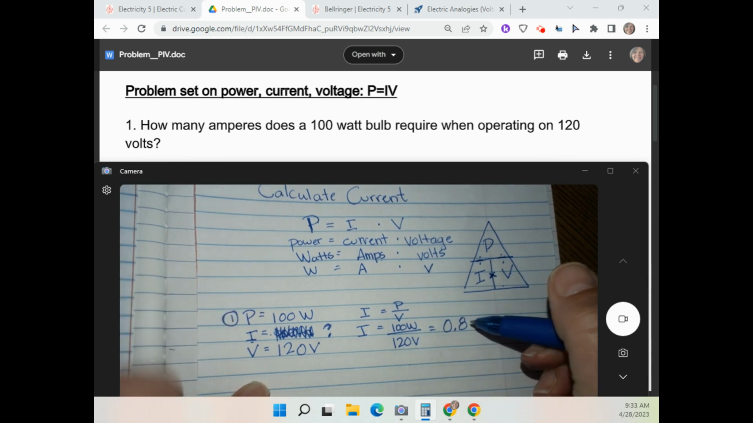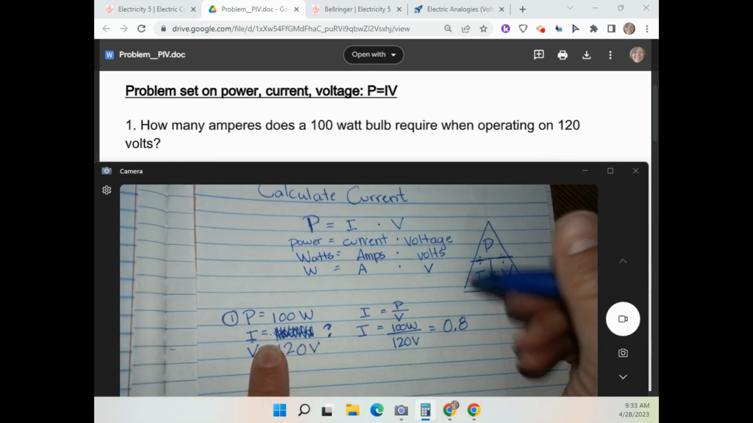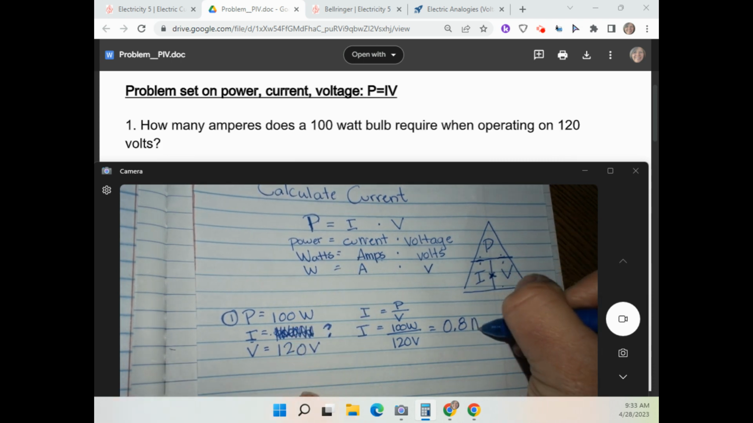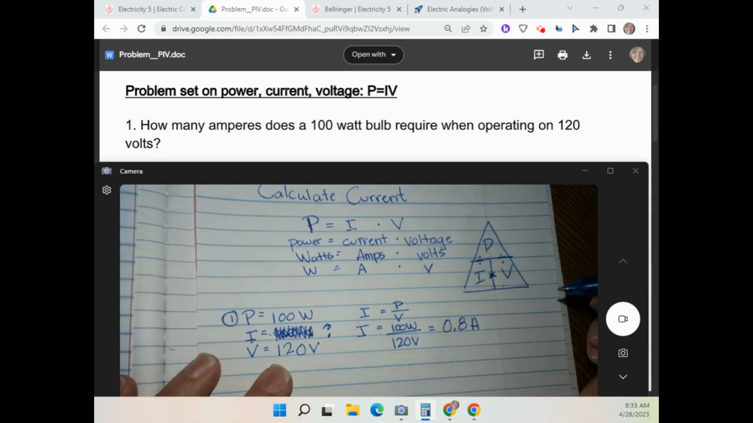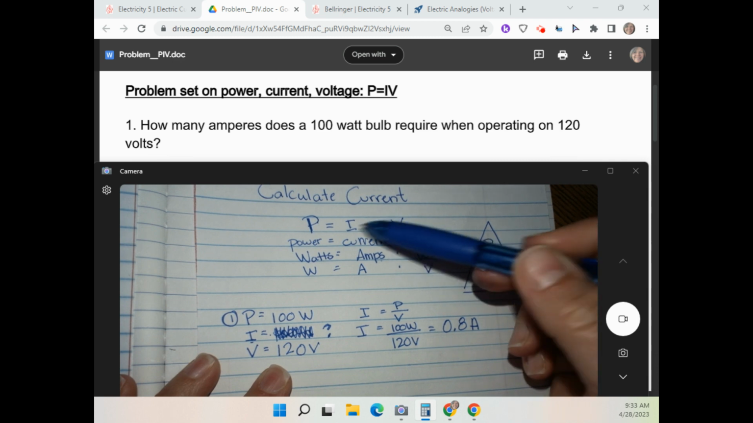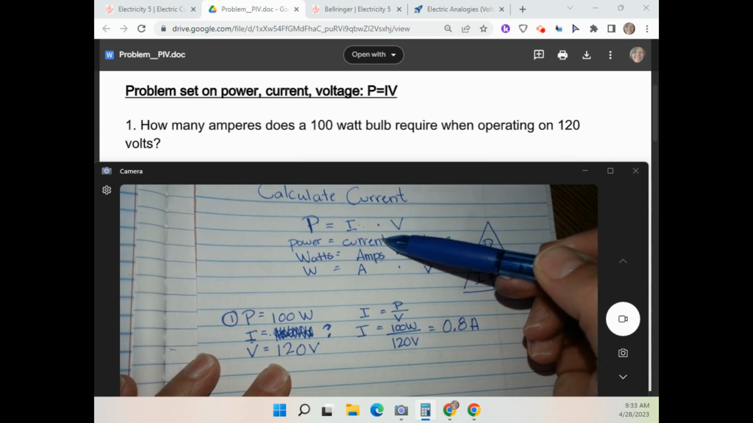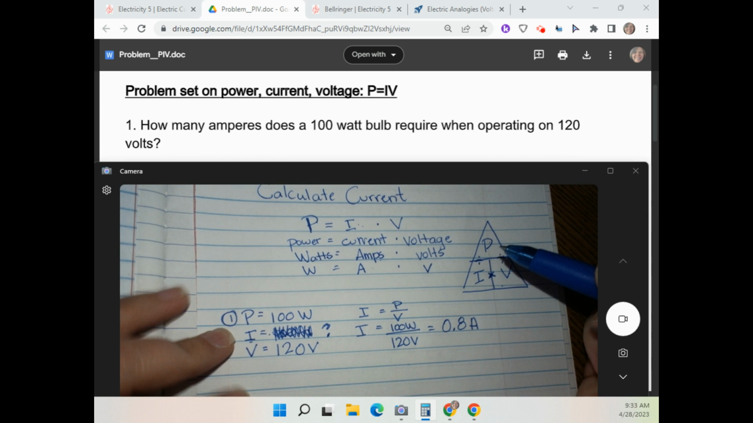And then what unit is that going to be? Well, current is in amps, so we know that we can just put an A there, and that's going to be the correct unit as long as we're matching up our variable with the unit that it belongs with.